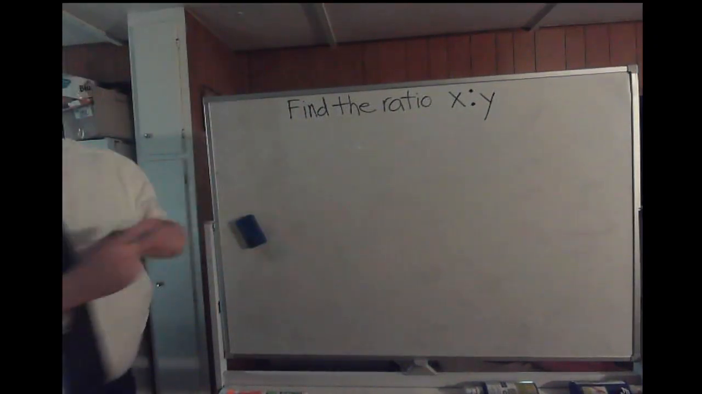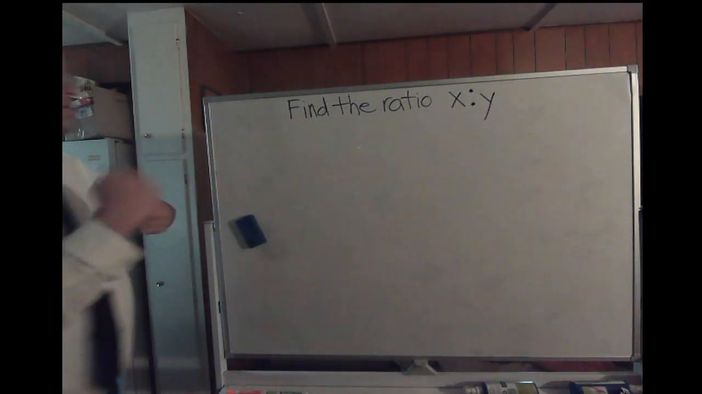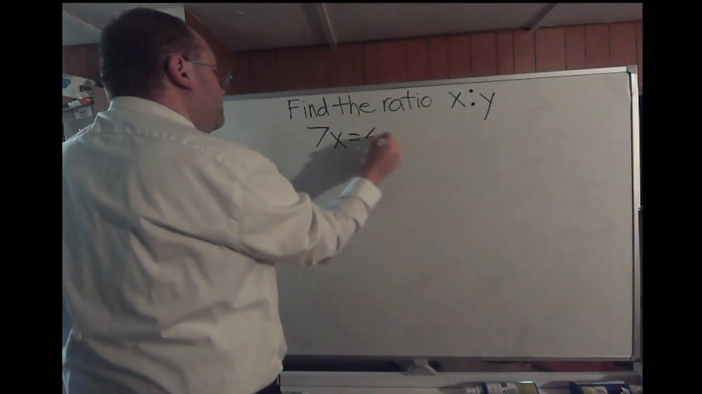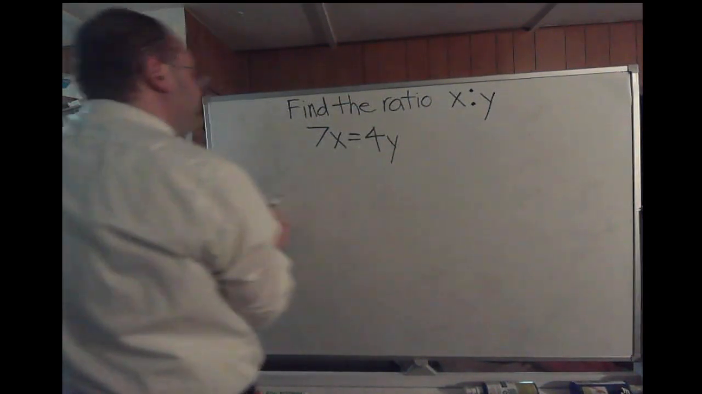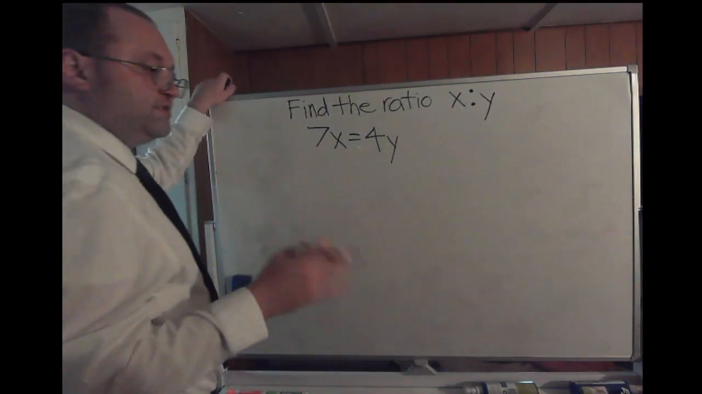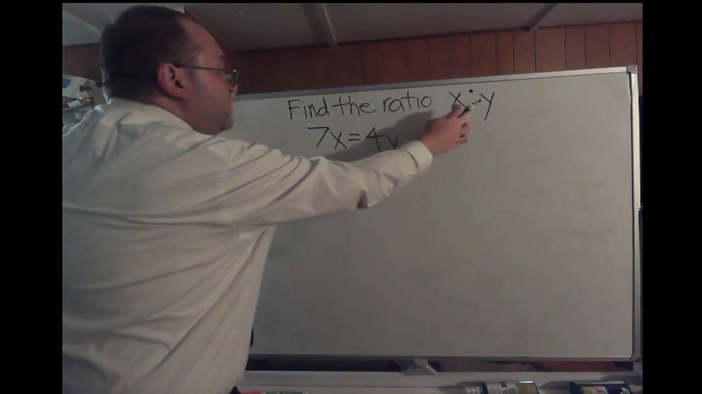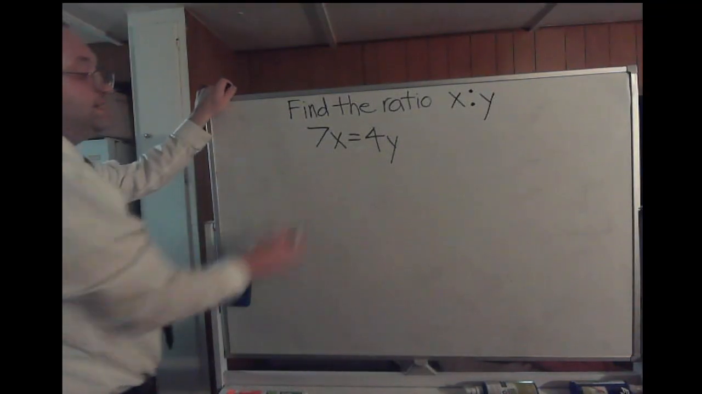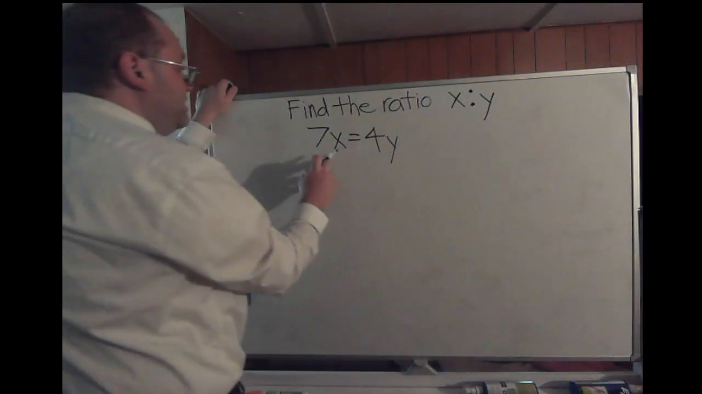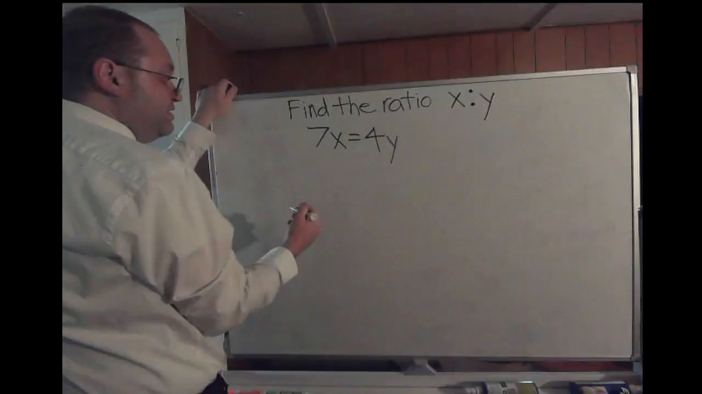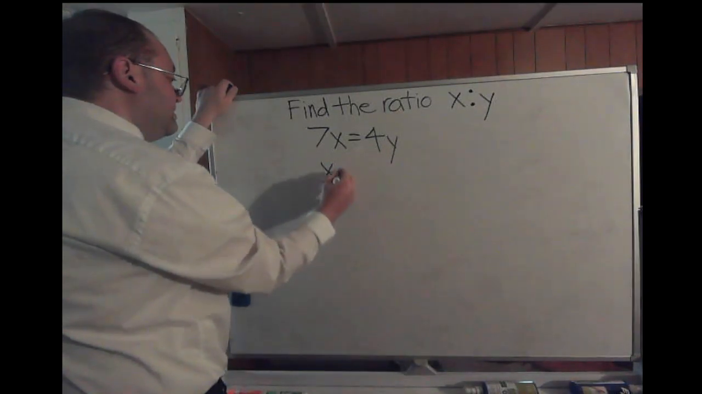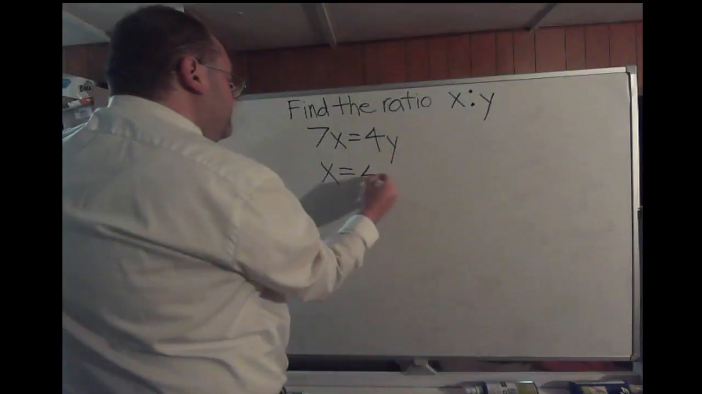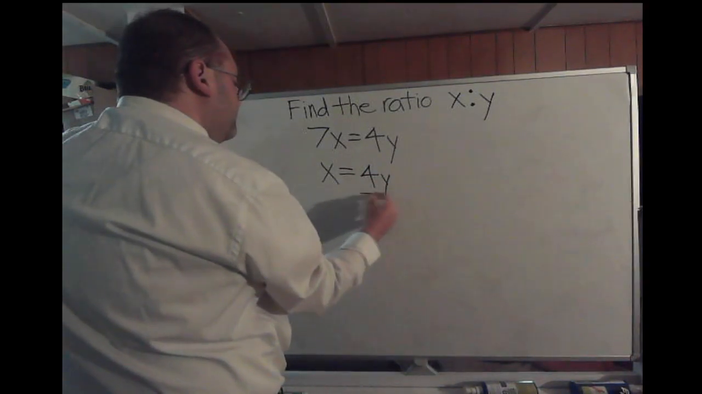Alright, what's next? Okay, 7x equals 4y. So we have 7x equals 4y. We still want to find the ratio of x to y. First, get x by itself, divide by 7. You divide 7x by 7, you just get x, would be equal to, you have to do it to the right side also, you would end up getting 4y over 7.